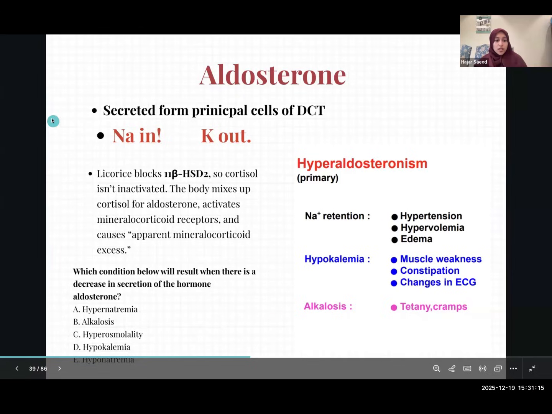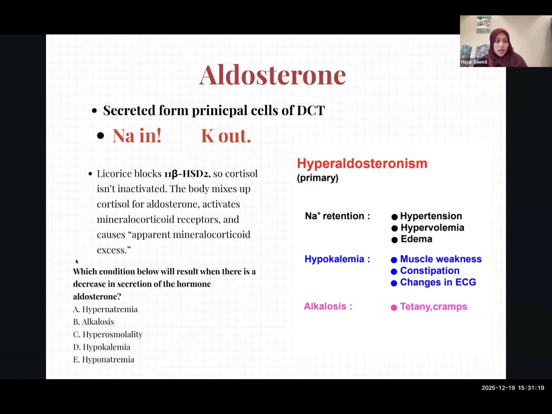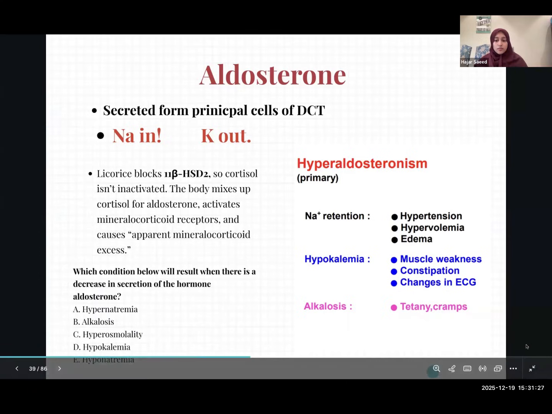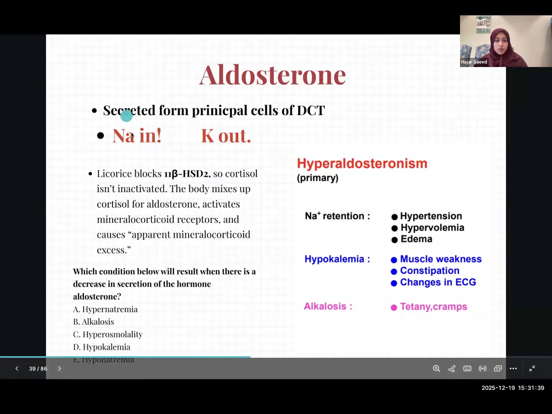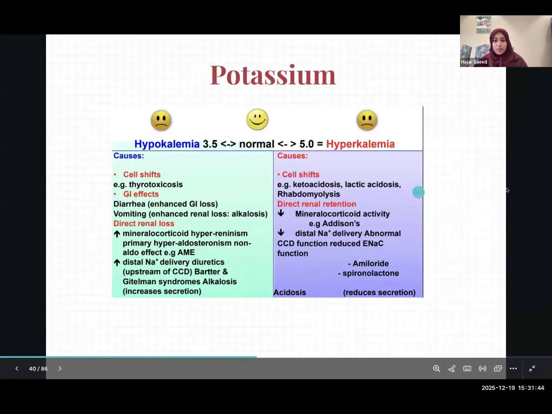So this is just a bonus question. Which condition below will result when there is a decrease in secretion of the hormone aldosterone? Hypernatremia, alkalosis, hyperosmolality, hypokalemia, or hyponatremia? Good job. Yes, it's hyponatremia. Why? If we don't have enough aldosterone, we're not bringing sodium in and kicking potassium out. So we're losing sodium and we're keeping potassium. So we'd have hyponatremia.